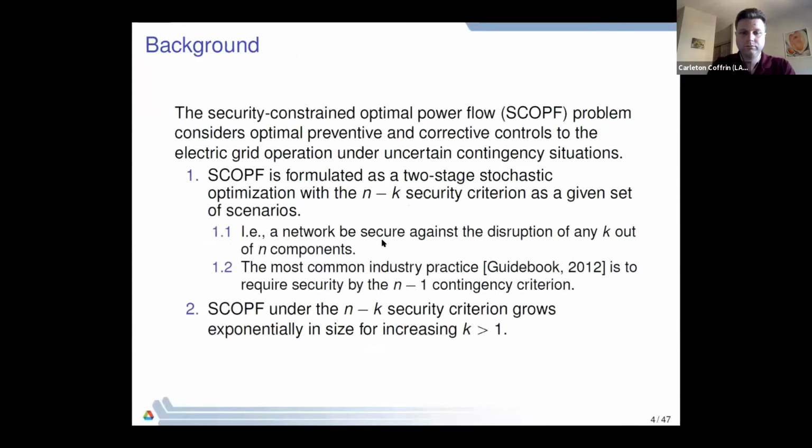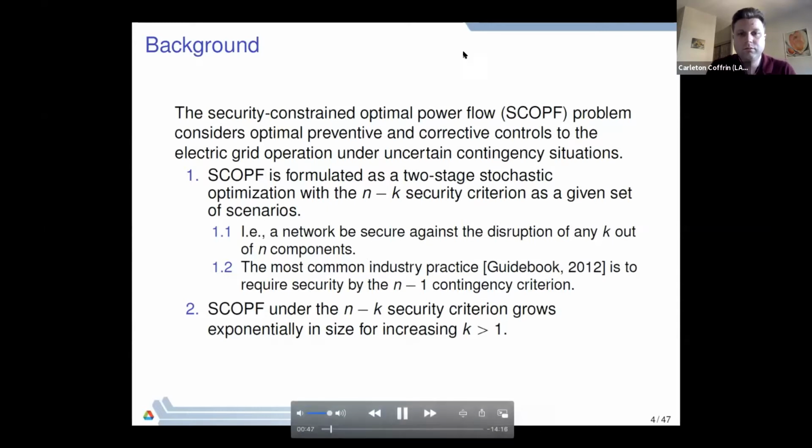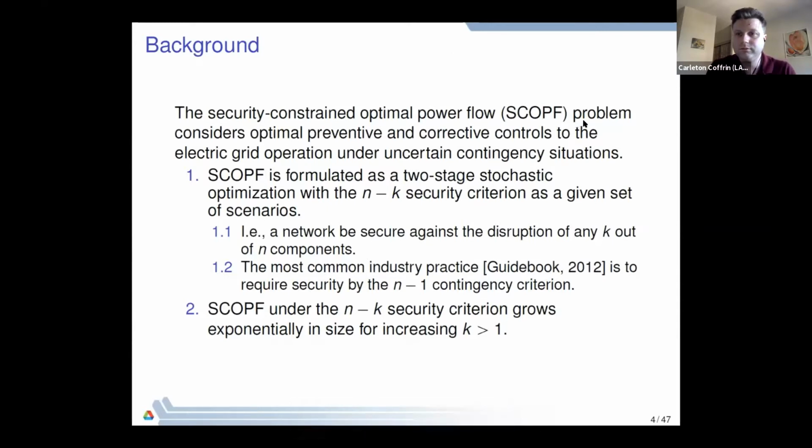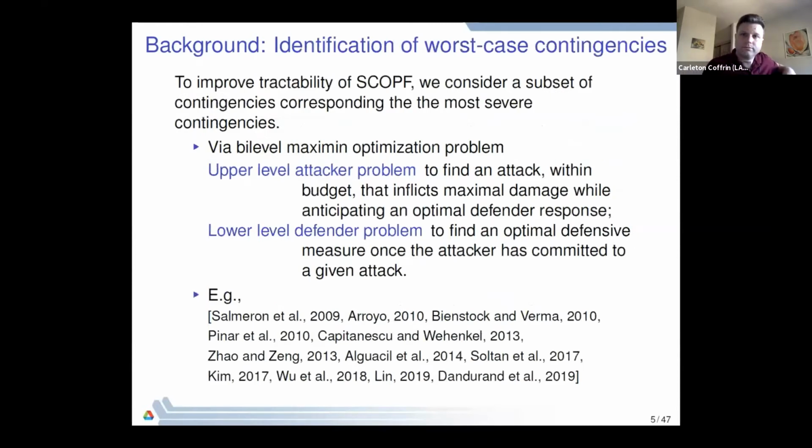We addressed the problem of security constrained optimal power flow. These are optimal power flow problems that need to be robust against any k number of contingencies. In such a problem, the number of contingencies grows combinatorially, n choose k. So typically, such a problem is addressed with a subset of the possible contingencies, especially the most severe ones, which we identify through solving a bi-level maximin optimization problem.